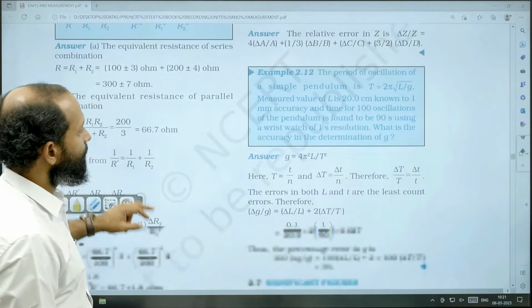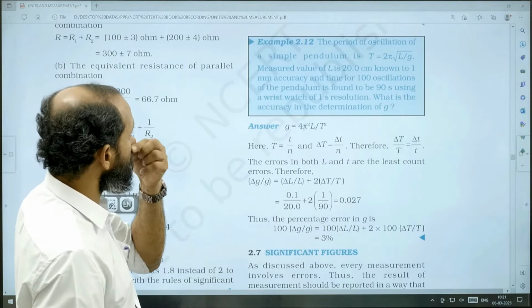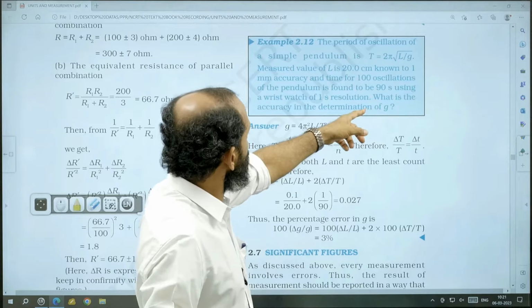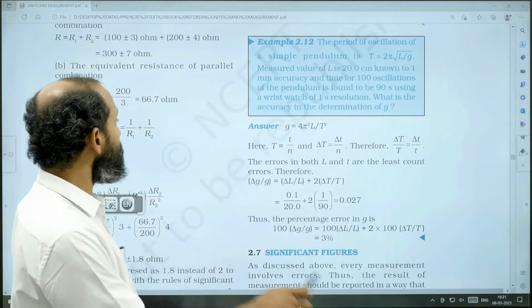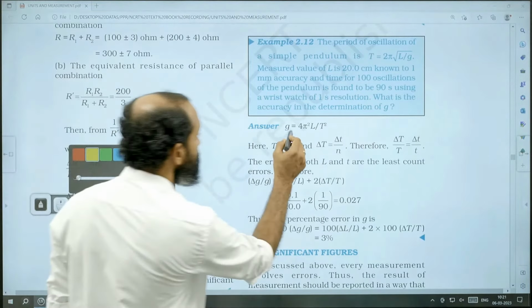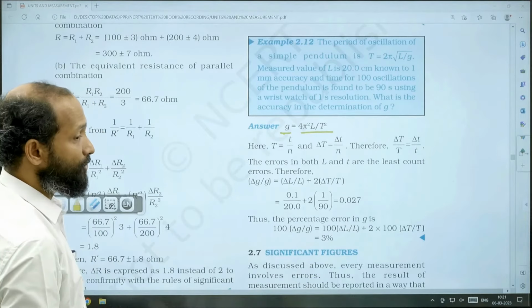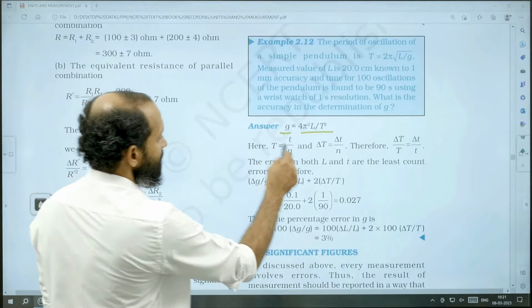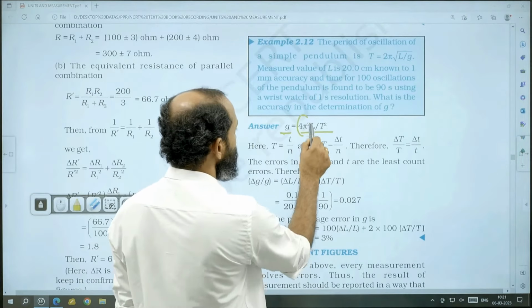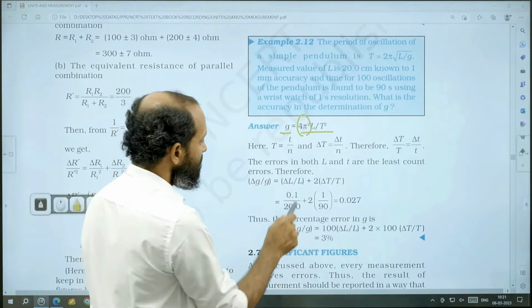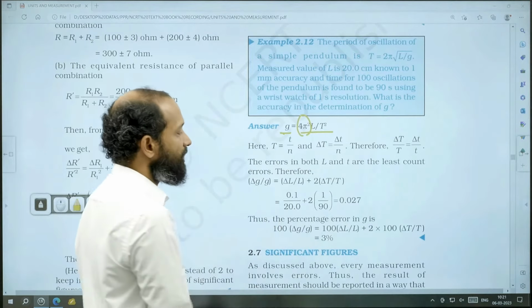Now, this question is also worth noting. Period is given. What is the accuracy in determination of g? In determination of g, you have to write g equal to 4 pi square L by T square. Then delta g by g is equal to, 4 pi square does not have any error, delta L by L plus 2 times delta T by T.